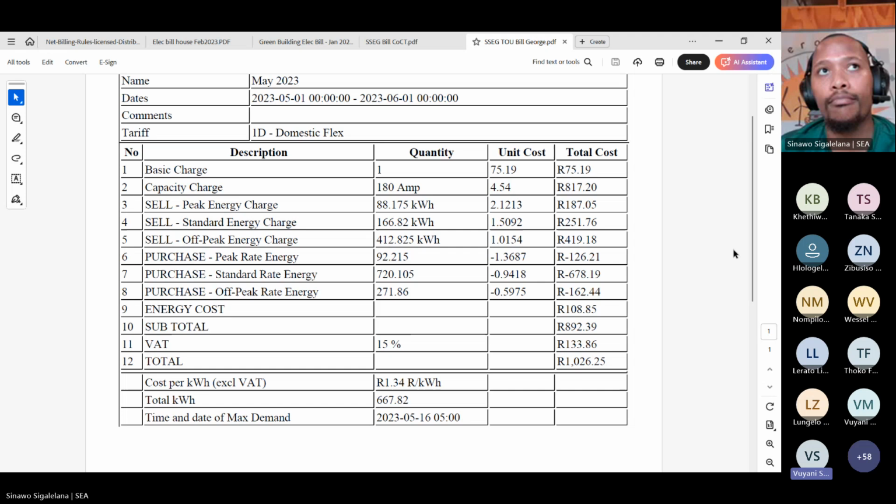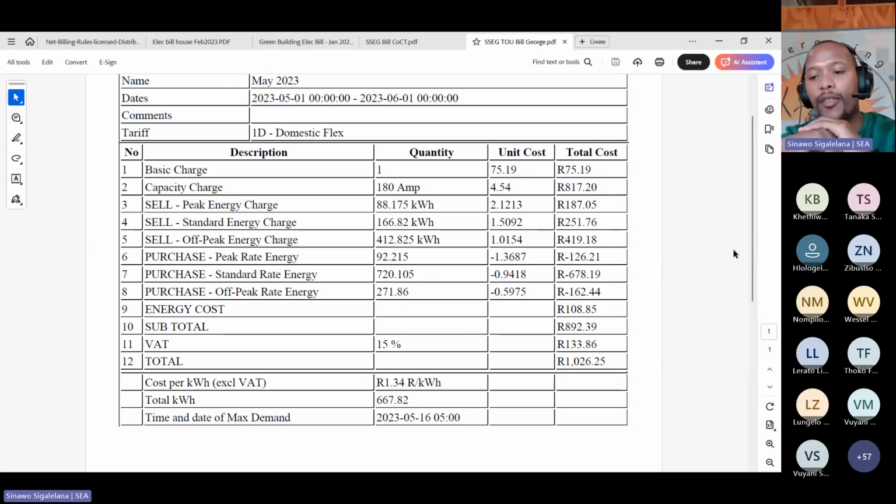Now just a quick one, the basic charge. Can you just give a little bit of guidance in terms of how that charge comes together, based on what it is determined? Single phase, three phase, etc. Okay. Thank you for that question.